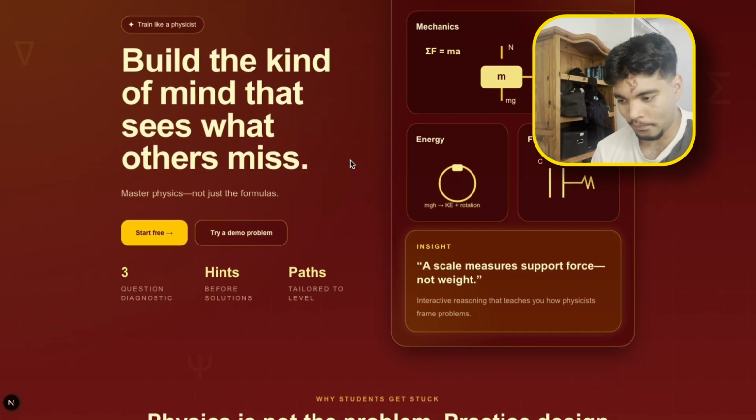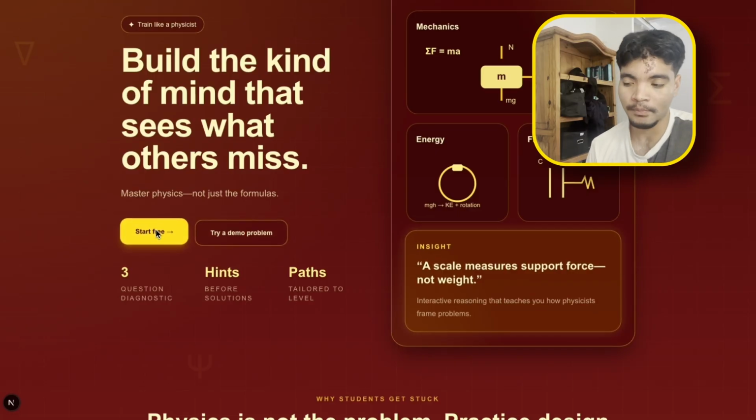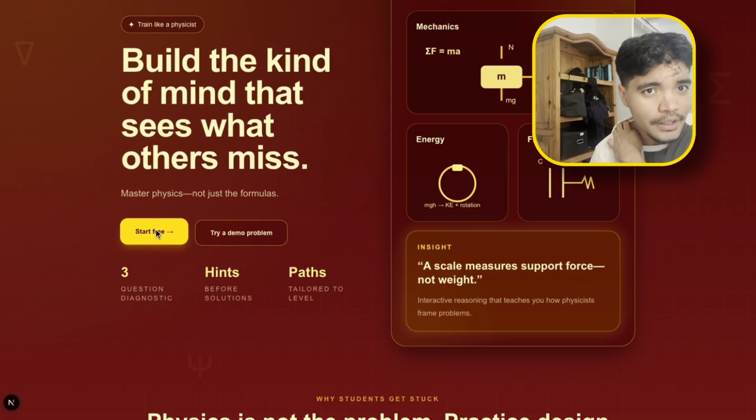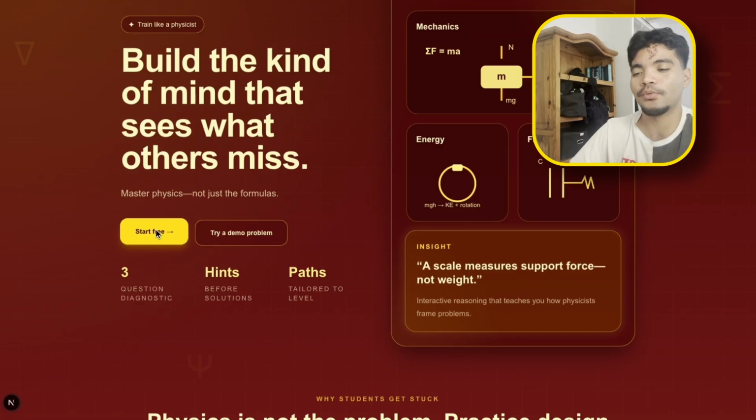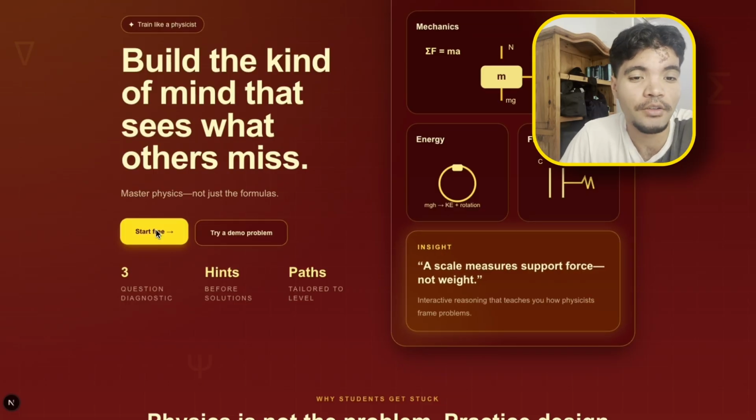So, the way it's going to work is you can either try a problem or you can just get started. One thing that I really wanted to focus on was providing a journey, a really good user experience. So what I was thinking is you get started and you get a diagnostic exam. It asks you a couple of questions, you answer them, and then you get placed along where we think you might benefit most from starting.